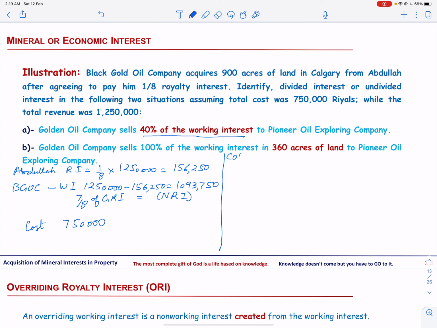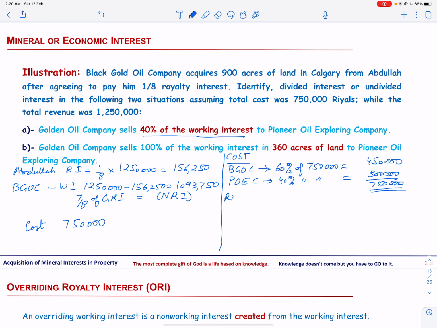The cost that will be shared by the two companies: Black Gold Oil Company will share 60% of 750,000, that is equal to 450,000, while Pioneer Oil Exploring Company is going to bear 40% of the total cost, that is equal to 300,000. And that's how we verify how the cost will be shared by the two companies.